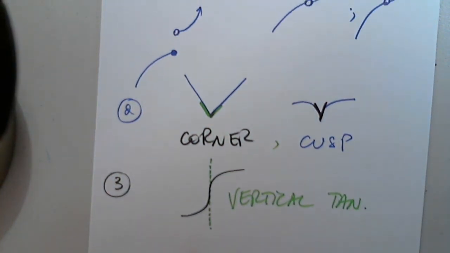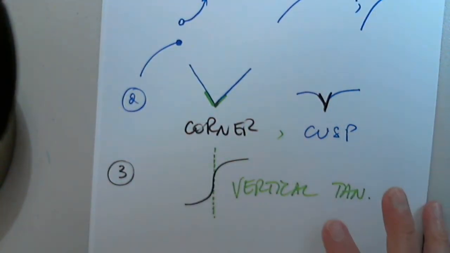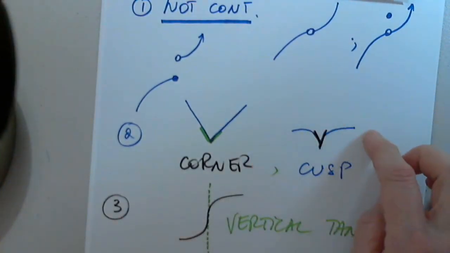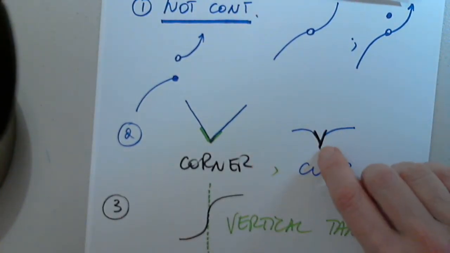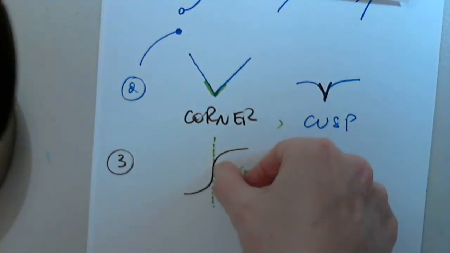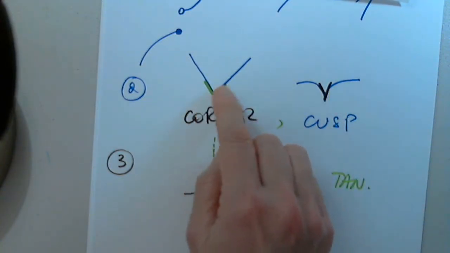So if a function is not continuous, or it has a corner, or it has a vertical tangent, at those points it's not differentiable. Is this function differentiable everywhere else? Yes, but not at this point. Is this function differentiable everywhere else? Yes, but not at this point.